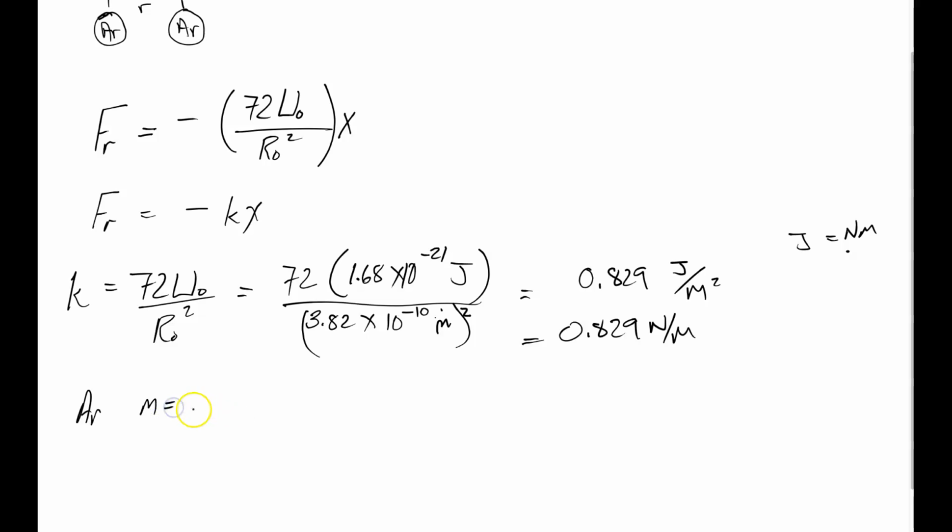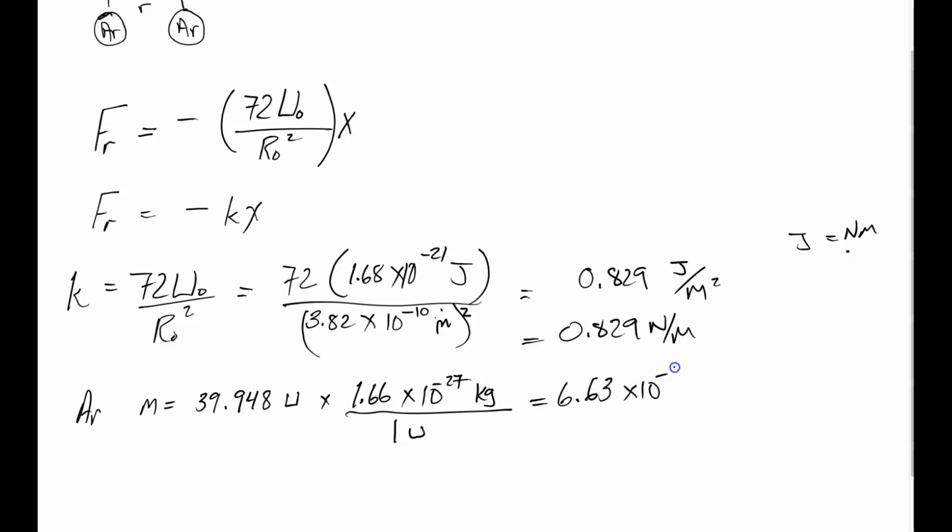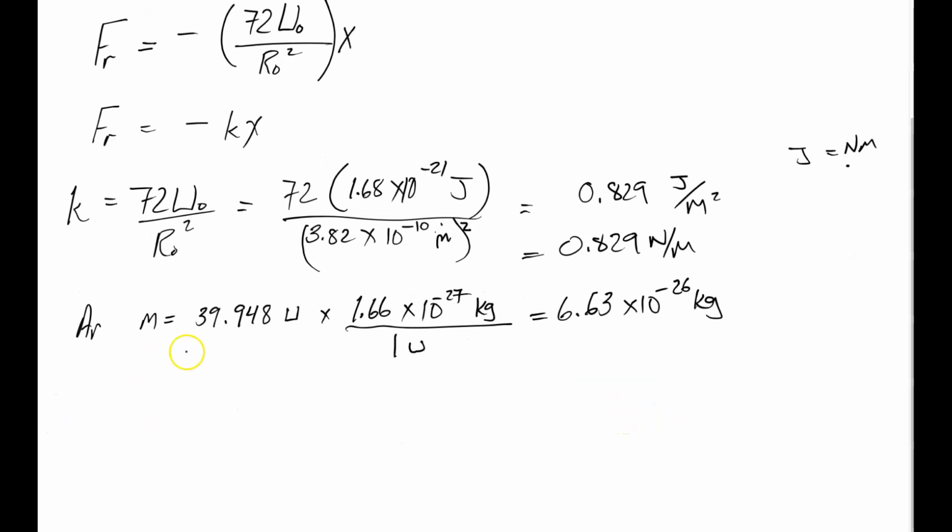Now if we go to a table and find the atomic mass for argon, we find that argon has a mass given by 39.948 atomic units, and then we have to change this to kilograms by the conversion factor that 1.66 times 10 to the negative 27th kilogram is 1 atomic unit. So the atomic mass of argon is 6.63 times 10 to the minus 26 kilograms. This will help us in the following way.